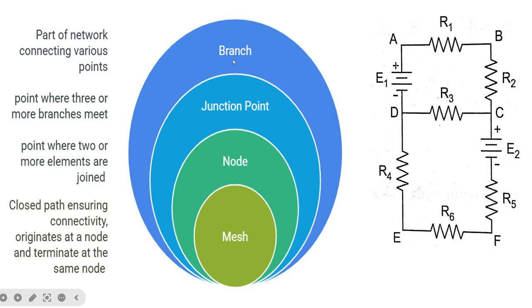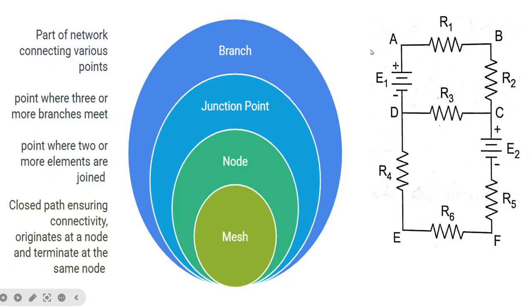First we will see what is a branch. A branch is a part of the network which will connect the various points of the network with one another. What is a branch? It is a part of a network. So here AB is a branch. It is a part of a network which will connect various points. Points are what here? A and B are the points. So it will connect the various points of the network with one another.